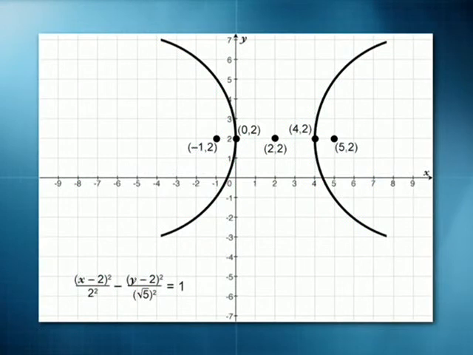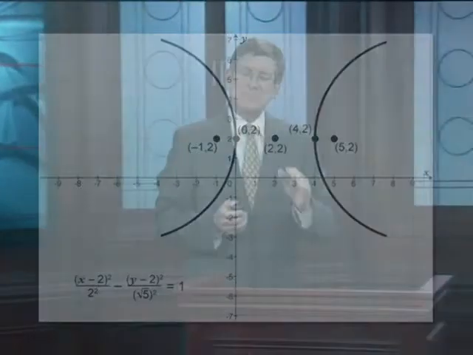Here's a picture of that hyperbola. Interesting looking. It's got a piece going this way and a piece going this way, the two branches. I've indicated the center at (2, 2), and then you see the vertices at (4, 2) and (0, 2). They're 2 units away from the center, and then the foci are a bit further away at (5, 2) and (-1, 2).